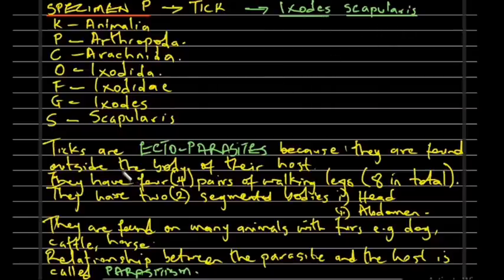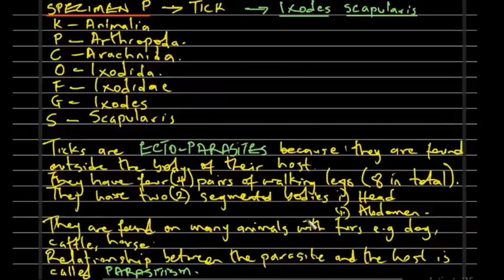Now this particular organism is not like the others that we have talked about. This one is not found inside its host. It is found on the body of its host, and that is why it is referred to as an ectoparasite. They are found outside the body of their host. Ticks particularly have 4 pairs of working legs, 8 in total. We'll see pictures of that shortly. They have 8 legs, 4 pairs on either side.